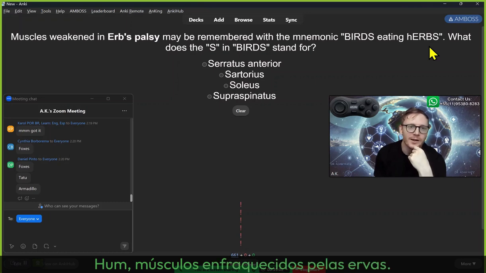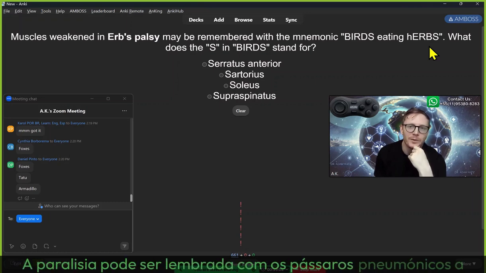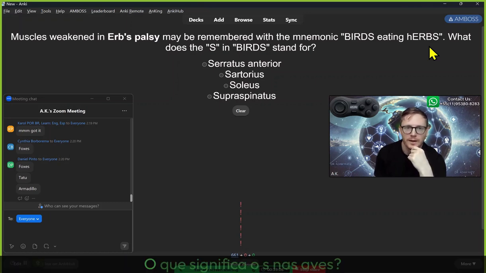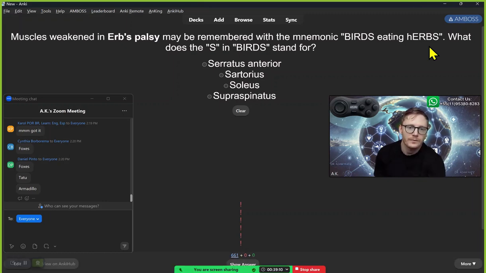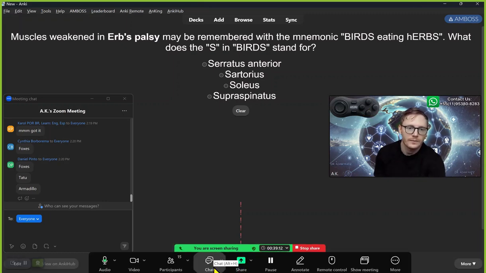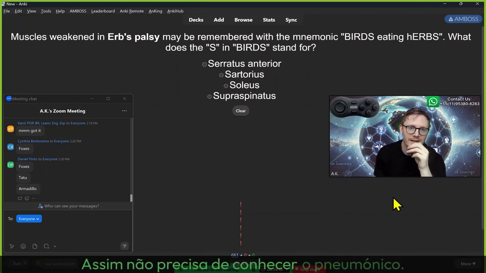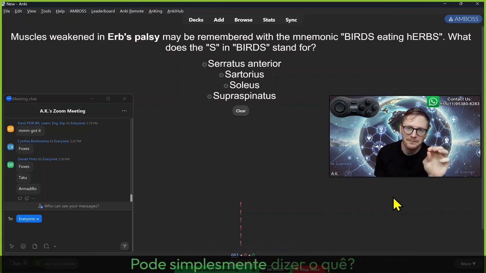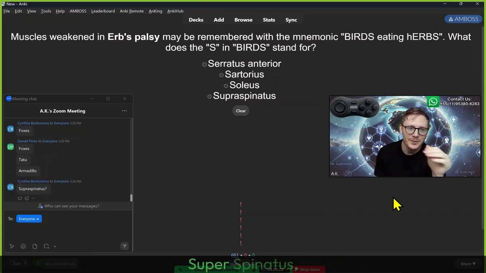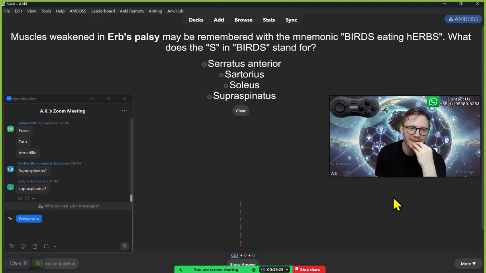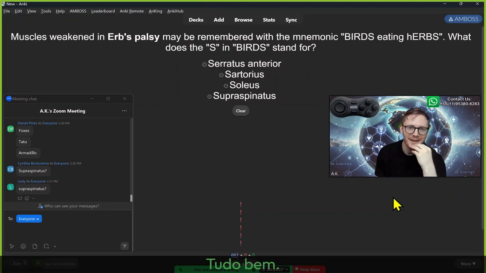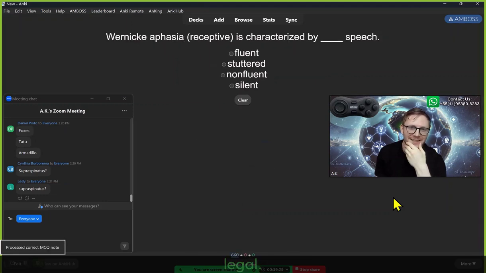Muscles weakened in Erb's palsy may be remembered with the mnemonic "birds eating herbs." What does the S in birds stand for? You don't have to know the mnemonic. You can just say what thing: supraspinatus, right? For Erb's palsy, supraspinatus. All right. Nice.